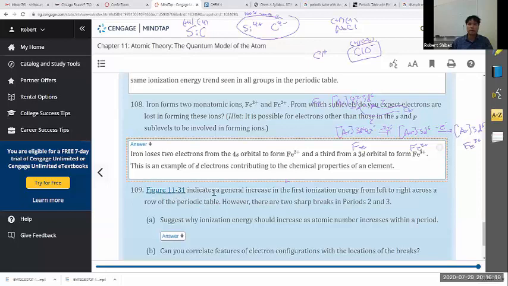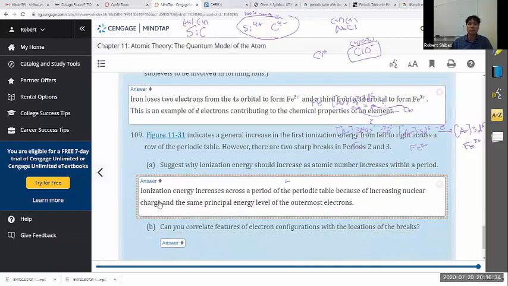Figure 11.31 indicates a general increase in first ionization energy from left to right across a row of the periodic table. However, there are 2 sharp breaks in periods 2 and 3. Suggest why ionization energy should increase as the atomic number increases within a period. Well, as atomic number increases, the number of protons increases and the atoms get smaller in the same shell, as they talked about earlier. Increasing nuclear charge in the same principal shell means that the electrons are going to be held tighter and the atoms are going to be smaller.